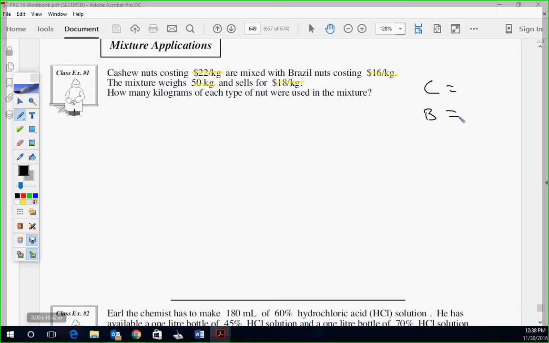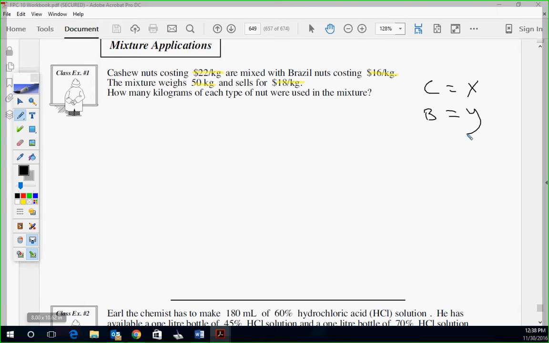Do you want to do C and B, or you want me to make them X and Y's? Let's vote. X and Y, raise your hand. All right, X and Y. C and B? Everyone with their hands up. All right, sorry. C is X, Brazilian's Y.